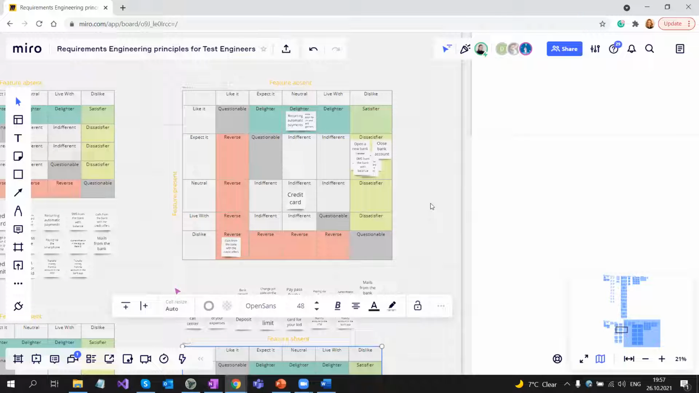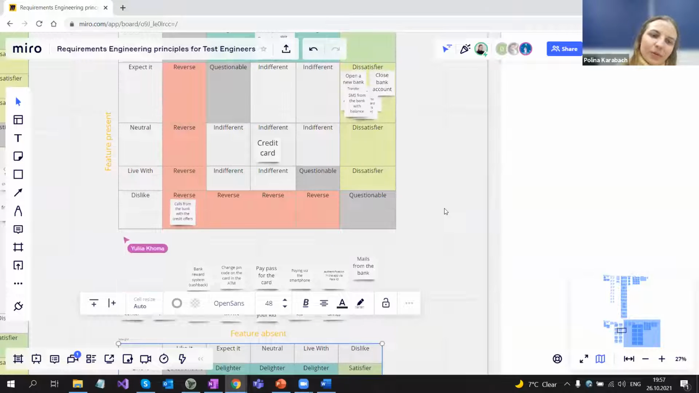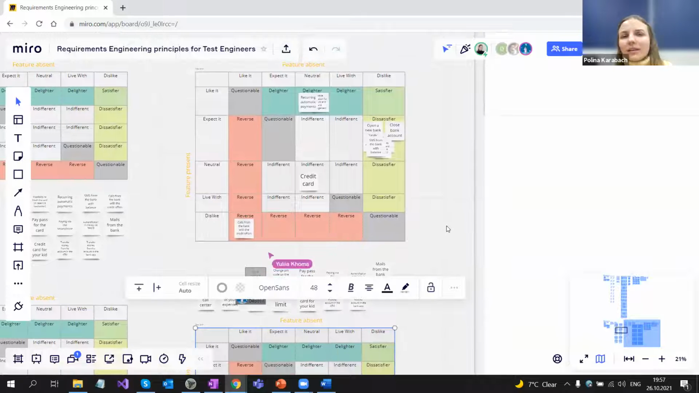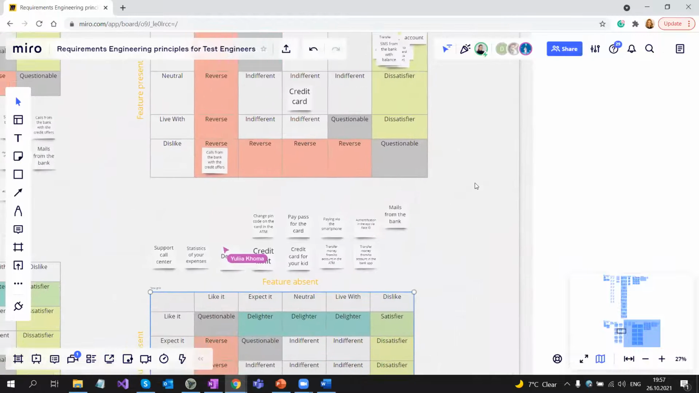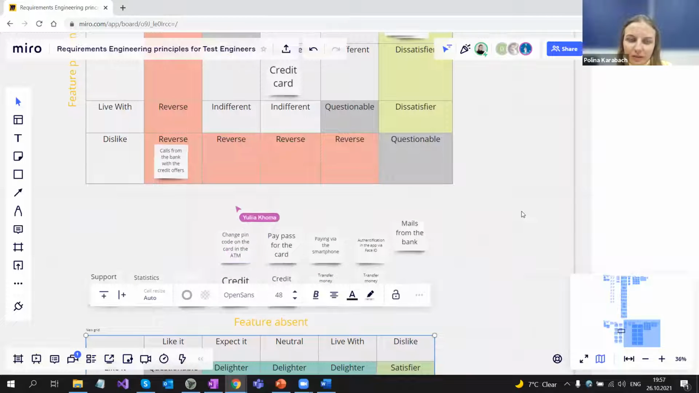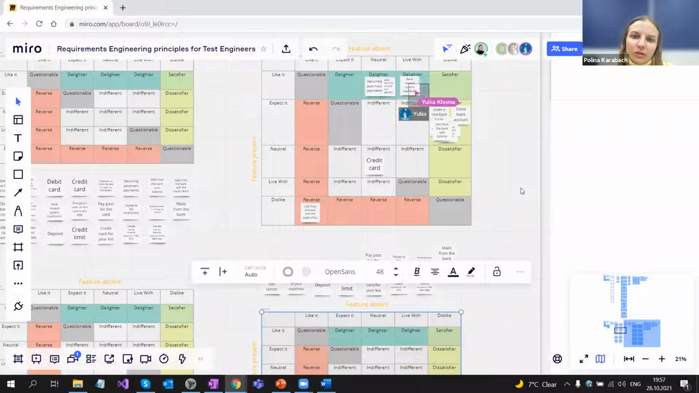How important is it for you to have a bank reward system, cashback in your application? Cashback is a nice thing. I like it, but if it's not there, I can live with it. Then is it important for you to change the PIN code on the card in the ATM? Yeah, I expect it. And if it's not there, I would dislike it.